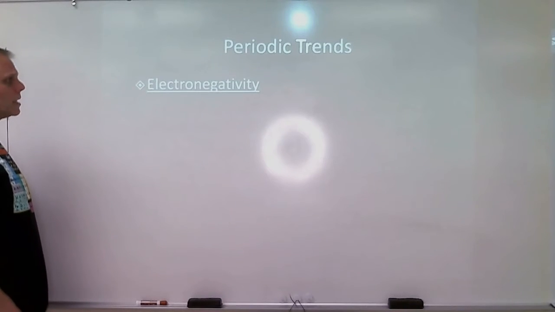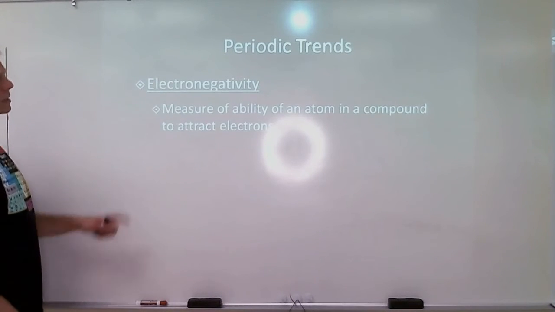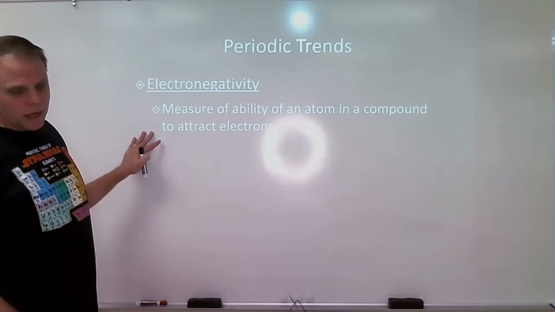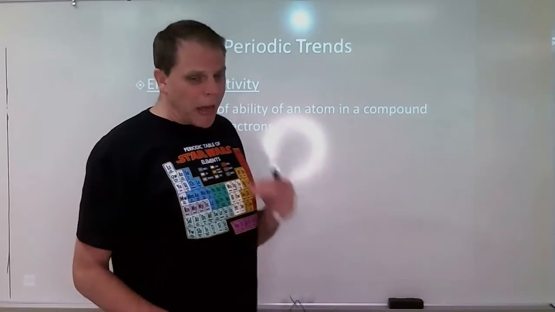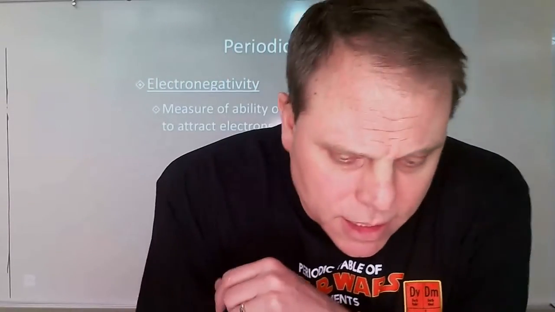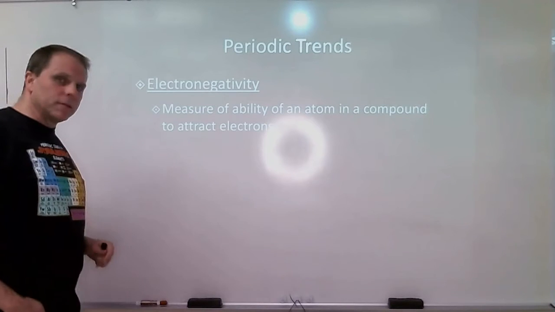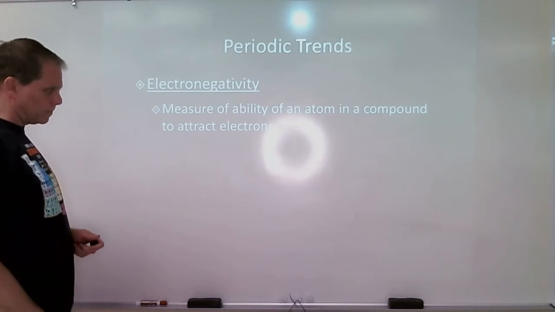Okay, so let's talk about electronegativity. Electronegativity is a measure of the ability of an atom in a compound to attract electrons. And this is in a bound situation, okay? This is in a compound. These are not free atoms. These are actually two atoms that are already bound together. And we're usually talking about a covalent bond where they're sharing electrons. What is the ability of one atom to pull those electrons closer to itself?